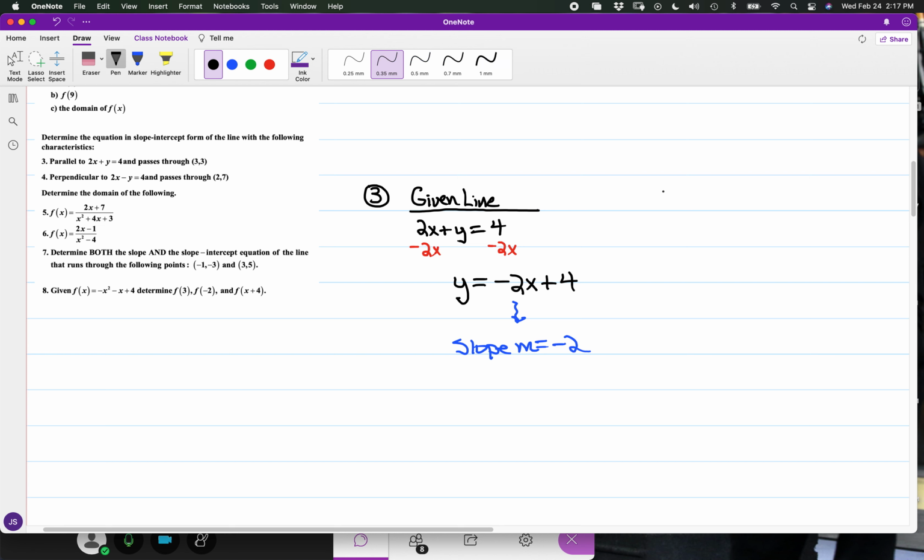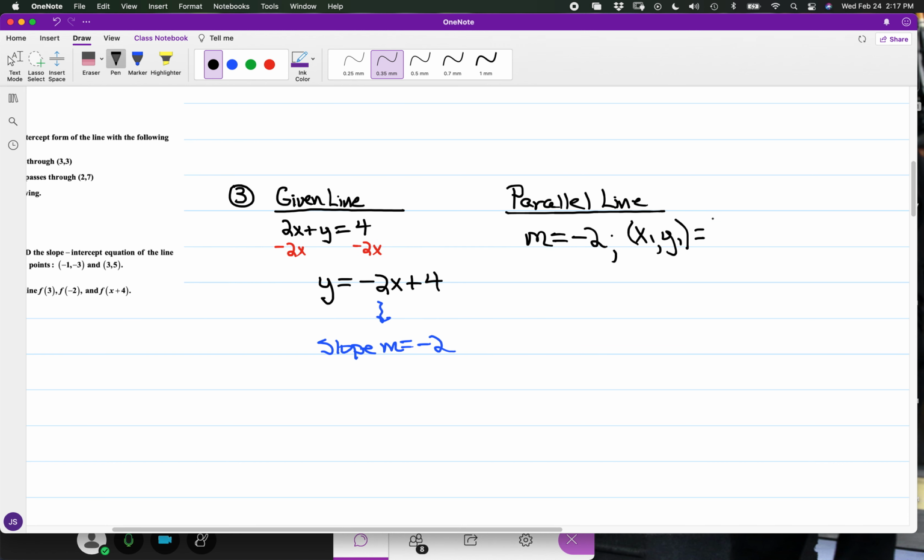Now for the parallel line, again, parallel lines have the same slope. So for a parallel line, the slope is also negative 2. And the point through which it passes is 3, 3. Now I'll just do a little bit of color coding here.